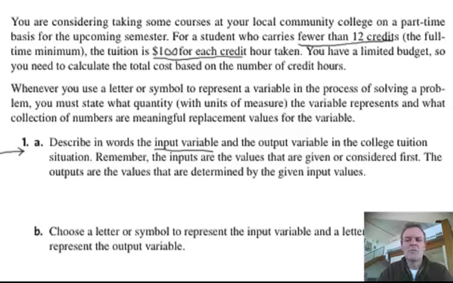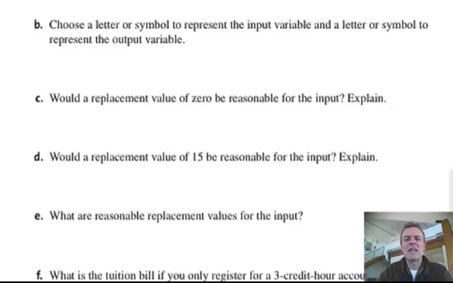Now then, would a replacement value of 0 be reasonable for the input? These questions are a little bit funny because 0 means no credit hours, which means you're not going to college. So if you are going to college, then zero won't be allowed because you're not going to college and do nothing, all right? Would a replacement of 15 be reasonable for the input? Well, again, if you're not going to take more than 11 or 12 credit hours, then 15 is out as well. But at least it makes sense.